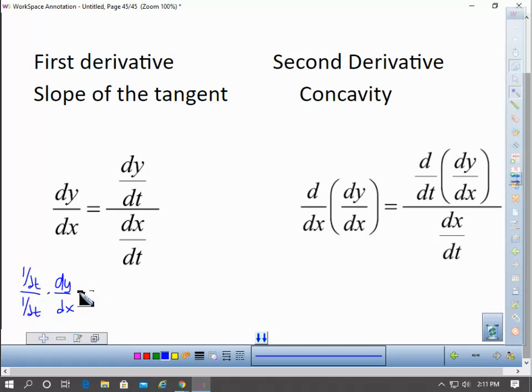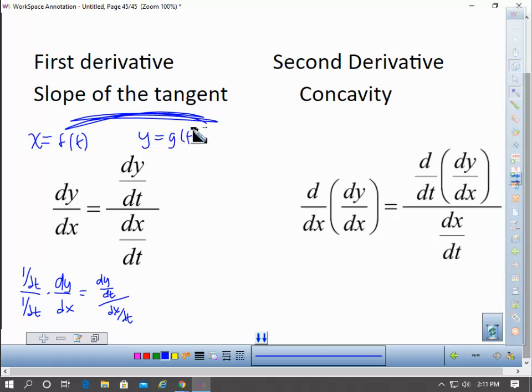All right. And so then what you get is dy over dt divided by dx over dt, which is exactly what this says, dy over dt, dx over dt. All right. So this is the derivative dy dx. Remember, dy dx is still the slope of the tangent line, all right? So how do we get the slope of a tangent line when the functions are written as parametric curves? So we know we have an x, which is written as f of t, and we know we have a y coordinate, which is written as g of t, okay?